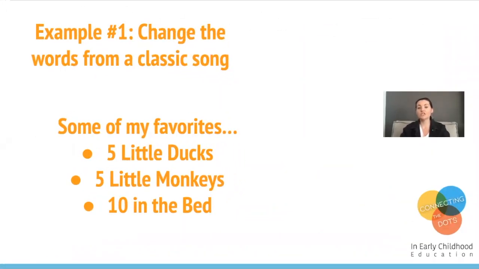The first example would be to change the words from a classic song and just flip them so that your students' names replace some of the common lyrics. Some of my favorites to do this with are Five Little Ducks, Five Little Monkeys, 10 in the Bed. If you have a child, for example, named John, there were 10 in the bed and Miss Olivia said, roll over, roll over. So they all rolled over and John fell out. And then John would probably fall out of his chair. And then you would move on to the next child. This really helps children to feel like they have a place in the song, and it really helps to keep them engaged because they're constantly going to be waiting for their name or their turn to be called.